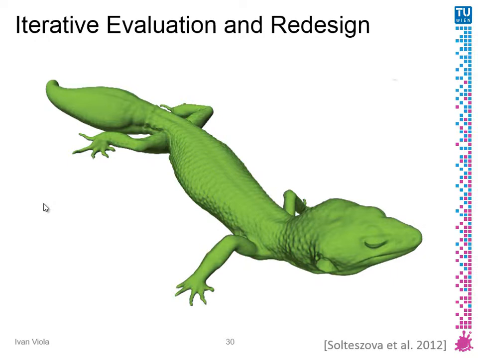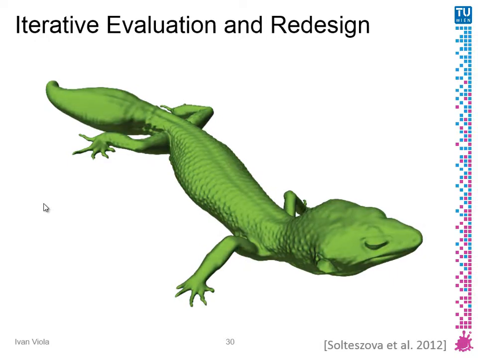Here we can see how this iterative redesign is changing the visualization design on this gecko data set, where we can see that the structures are becoming kind of more pronounced.